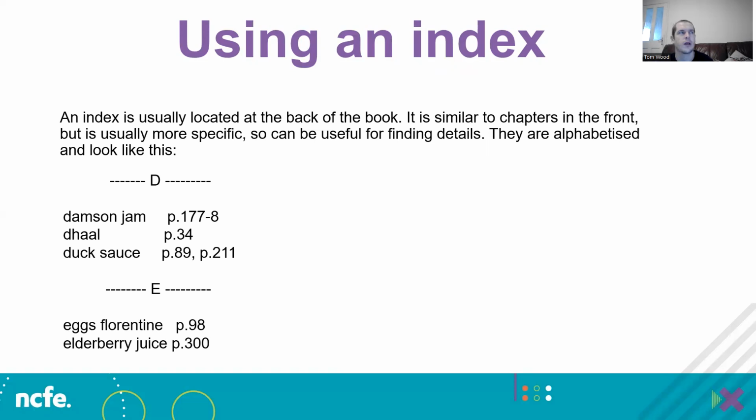I might be able to look at the contents at the beginning of my book. Say in this case it's a cooking book or recipe book, I can look at the beginning and go, okay, recipe for this, recipe for this, recipe for this. But if I wanted a very quick way of finding something, I can skip to the back and say, I was looking for how to make duck sauce. Or I wanted some more information about duck sauce.